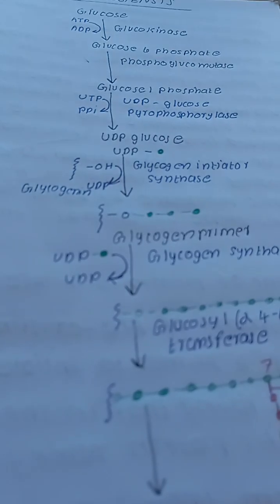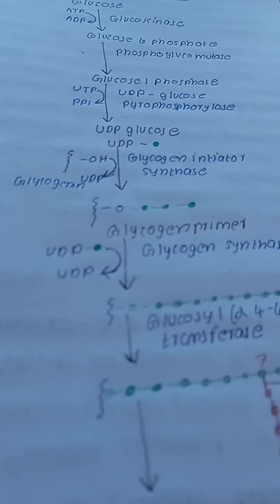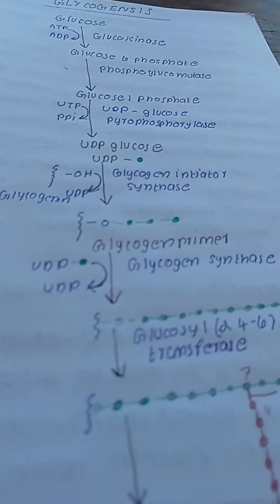And where is this glycogen stored? It is stored in the cytosol, in the form of small granules. Now we are going to glycogenesis.